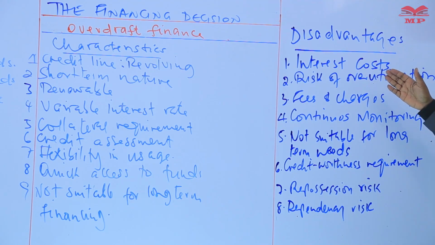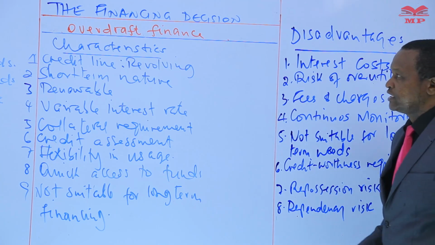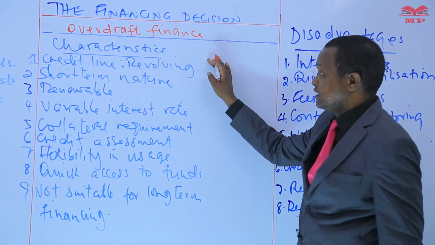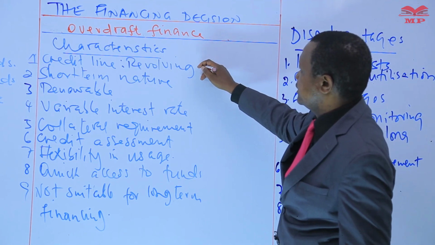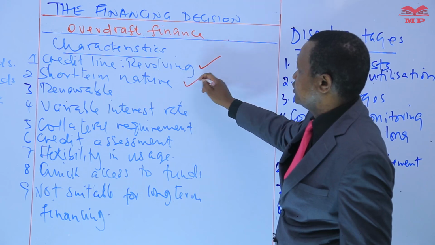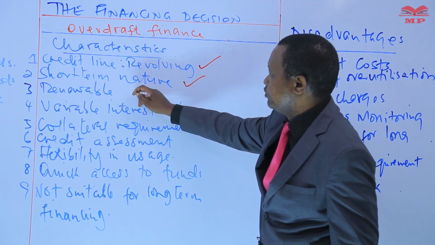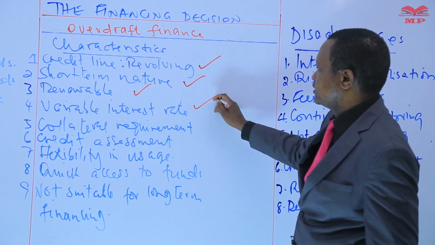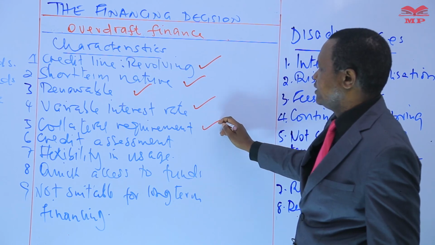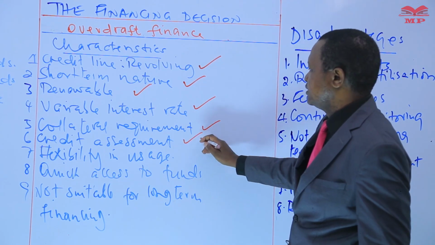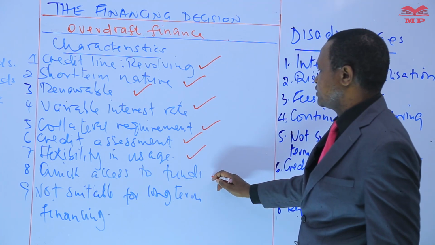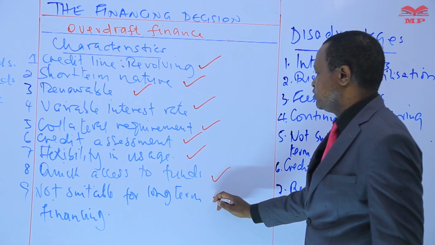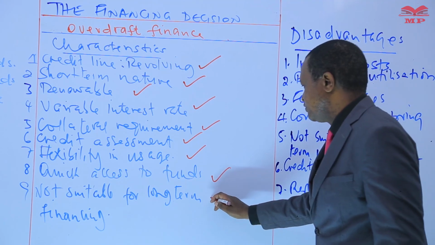So these are disadvantages. We began by looking at the characteristics. The first characteristic is in relation to credit line, short-term nature. Number 2, number 3, renewable. Number 4, variable interest rate. Number 5, collateral requirement. Number 6, credit assessment. Number 7, flexibility in usage. Number 8, quick access to funds. Number 9, not suitable for long-term financing.